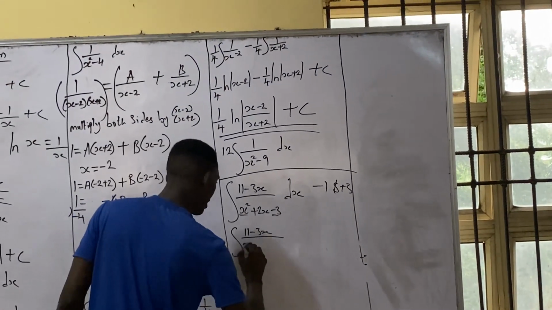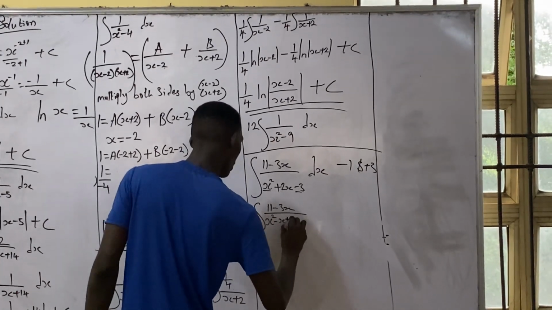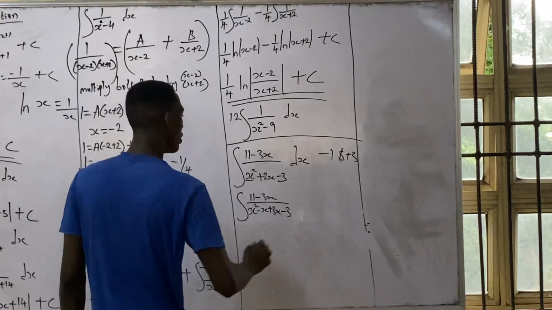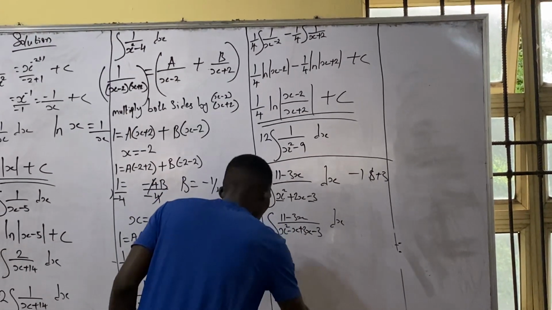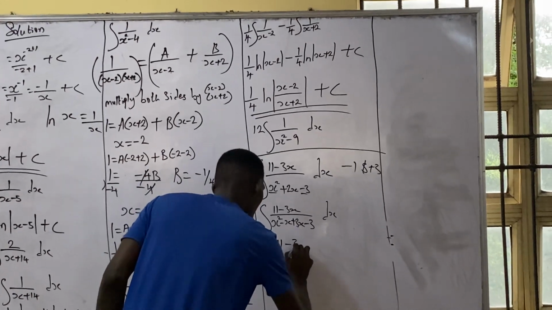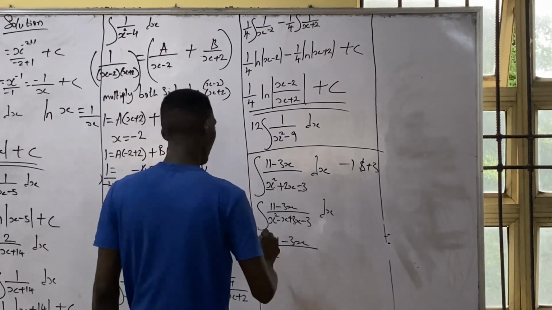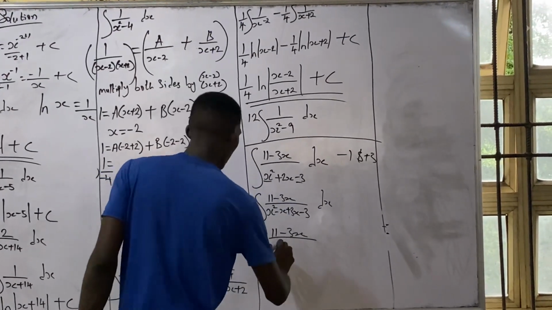Now, this will be x squared minus what? x plus 3x minus 3 dx. So if you factorize this, then this will give us 11 minus 3x over, this will give us x minus what?